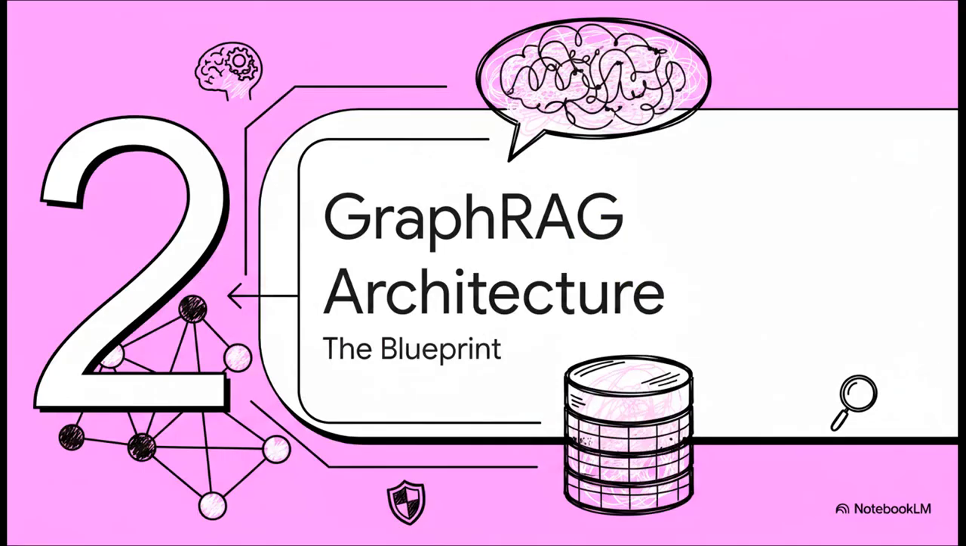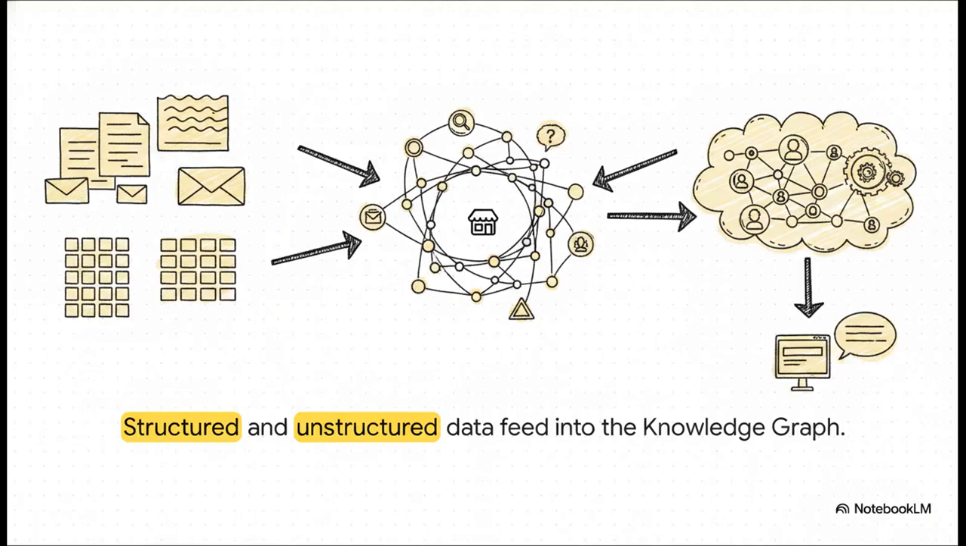Moving to Section 2, GraphRAG architecture setup. Let's take a look at the blueprint. In a real production environment, your data ingestion pipeline has to handle a lot, right? Both highly structured databases and messy, unstructured documents. We use LangChain's document loaders to parse text, extract entities, and define relationships. And then, all of that is mapped directly into our Neo4j Knowledge Graph ecosystem.